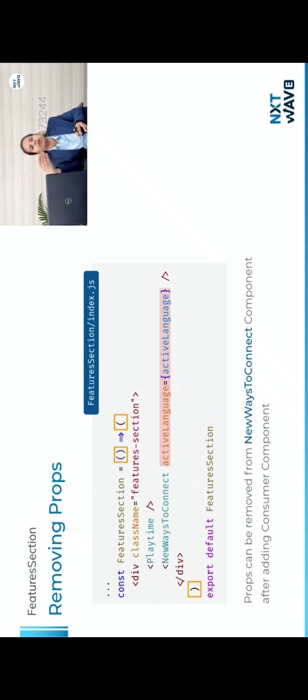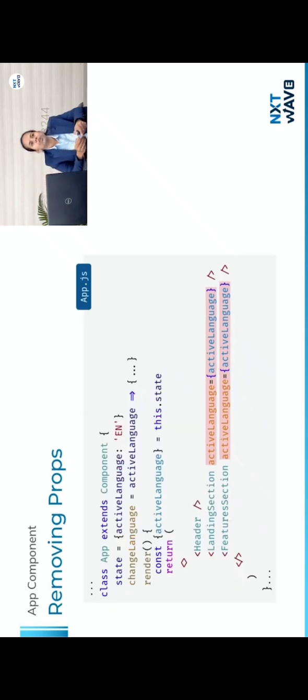So then there's no need of passing the active language to the features section, right? So that's the advantage here. There's no necessity of passing the active language to the features section since the playtime and new ways to connect are using the context. Okay, this is how we'll eliminate the prop drilling using the context, right? Even in the case of landing section and features section, you can see that we can just get rid of them. We'll just have header, landing section and features section.